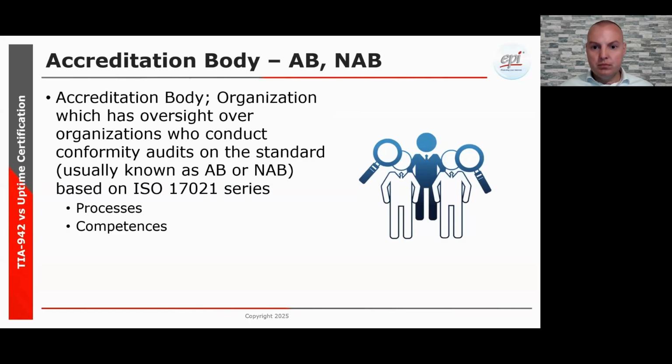Accreditation bodies. They will make sure that the standards are well implemented, and these organizations are called an accreditation body. They have oversight over the organizations who conduct and perform these audits, usually known as AB or NAB. The first is the accreditation body, and this is overseeing the SDO itself. Then the second accreditation body takes the scheme owner's guidance and will check whoever is doing the audit is following the rules.